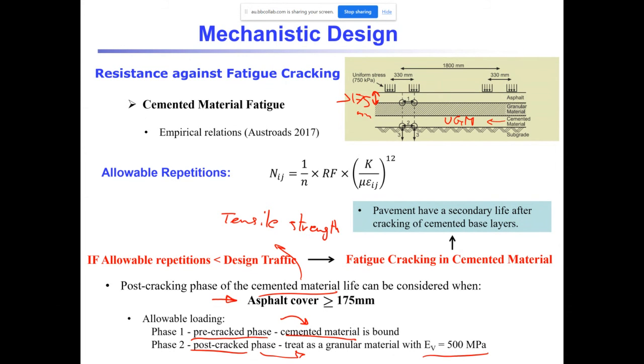You can consider this post-crack phase only for the case that the asphalt cover, or the cover above the cement, is at least 175 millimeters.